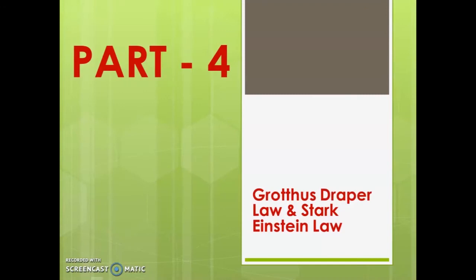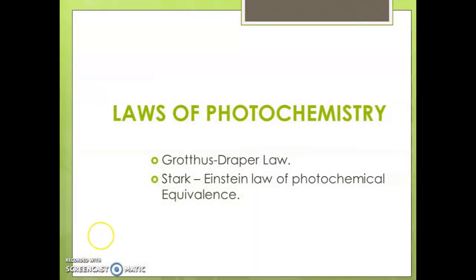Today's topic of discussion is Grotthus Draper law and Stark-Einstein law. I hope you all get a basic idea regarding the topic photochemistry from my three previous videos. These laws of photochemistry are Grotthus Draper law and Stark-Einstein law of photochemical equivalence. Grotthus Draper law was the first law of photochemistry, and Stark-Einstein law of photochemical equivalence was the second law of photochemistry.